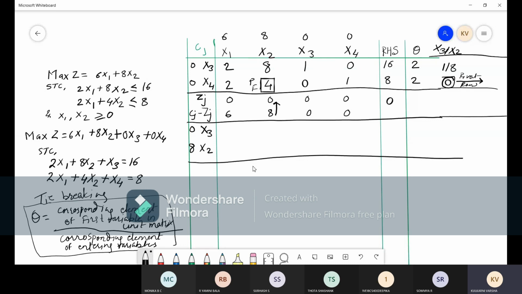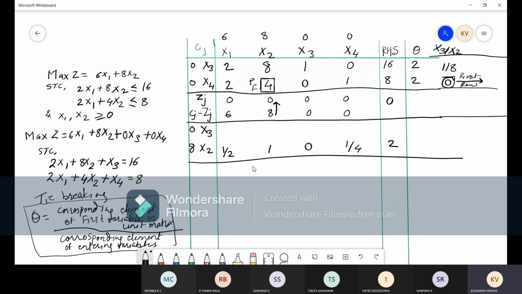And how will we find that? Pivot row divided by pivot element. So 2 by 4, that is nothing but 1 by 2. 4 by 4, 1. 0 by 4, 0. 1 by 4. And 8 by 4. Right? So we got this.